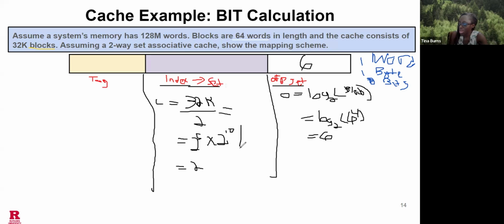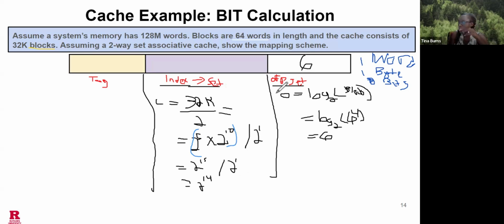And that's all going to be divided by 2, or 2 to the power of 1. So now I have 2 to the power of 5 and 10, which gives me 2 to the power of 15, divided by 2 to the power of 1, which gives me 2 to the power of 14.